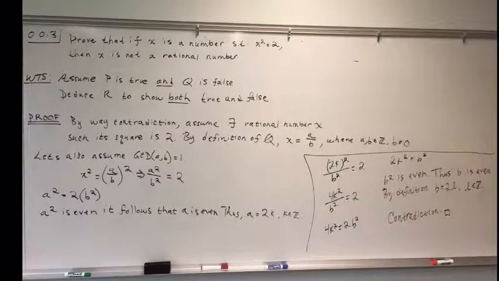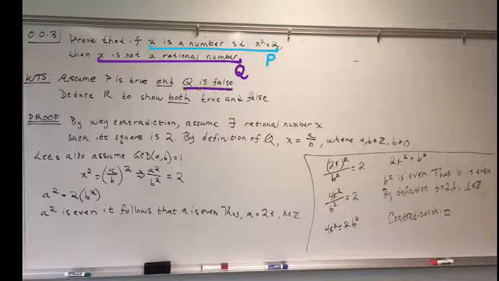So p here is the assertion that x is a number whose square is equal to 2. So that was p. And we also assumed that q was false. Q is the statement that x is not a rational number. So if we're assuming that q is false, that's what happened right here. Assume that there exists a rational number x whose square is equal to 2.